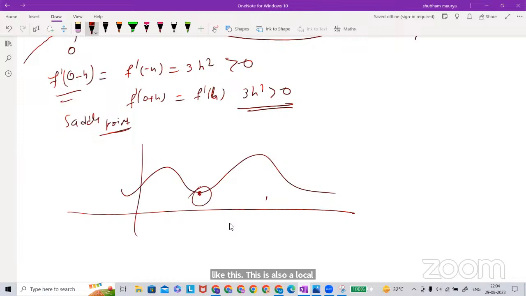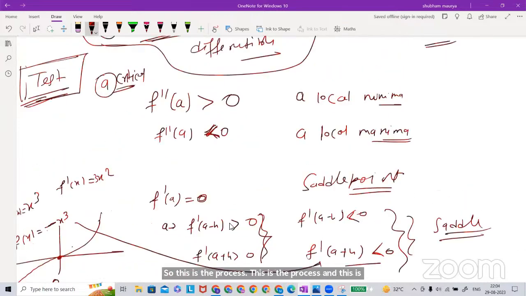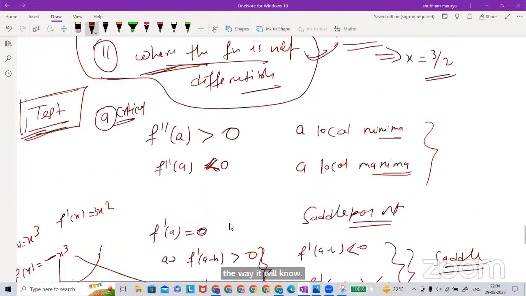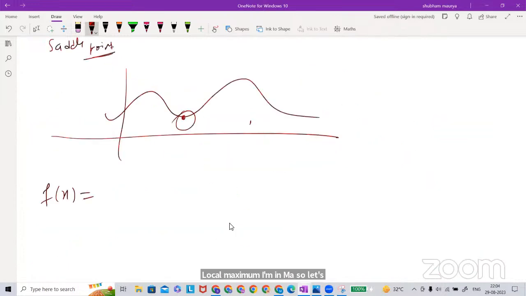Okay. So this is the process, and this is the way to know local maxima and minima. So let's solve the problem. Suppose I am just giving a function.